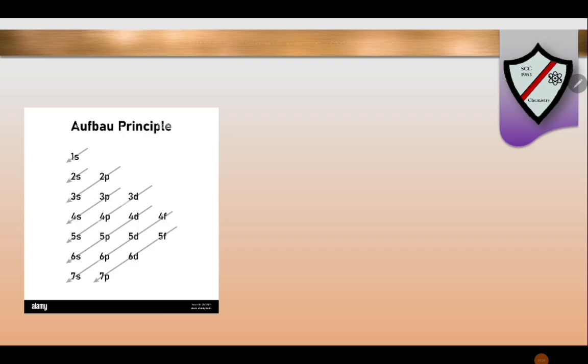Let me show you the way I can construct this chart on my own from memory. What I usually do is I start by writing the numbers 1 through 7 in a column.